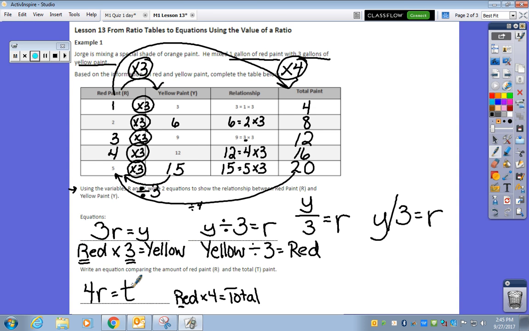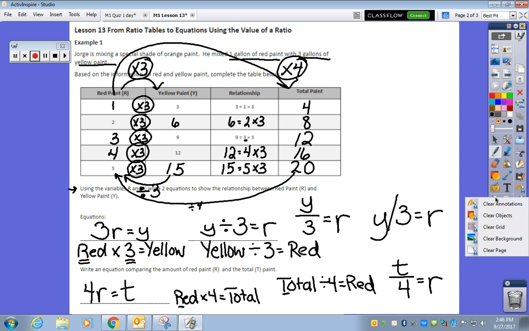If we want to write it as a division equation, we took the total amount, we divided it by 4, and we got the red. I should have left you guys 2 lines on here to write this. So t for total, divided by 4, and notice I'm writing that as the fraction, and that's going to equal the red. Okay? So this is just basically a way to figure out how much yellow paint we have if we're given red, how much red paint we have if we're given yellow, and so on.